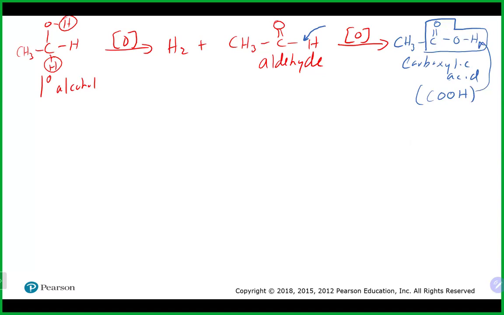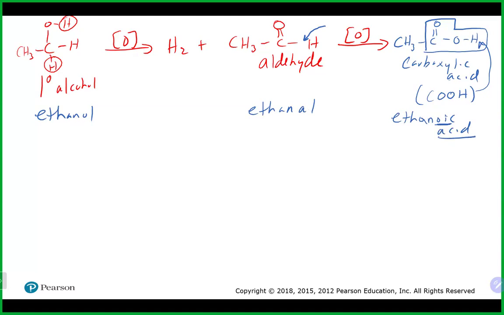By the way, in terms of our name, this is our friend ethanol. This is our aldehyde, ethanal. This is our carboxylic acid, which is ethanoic acid. You drop the E and put "oic acid" at the end of the alkane name. So that's what's known as ethanoic acid.